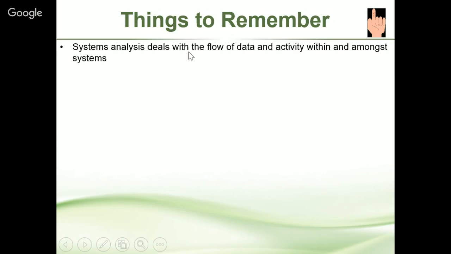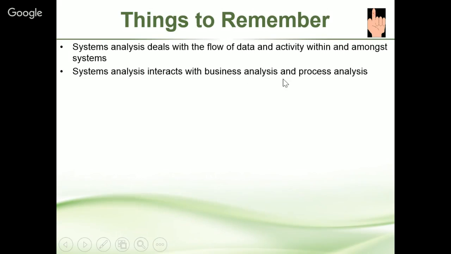So things to remember out of this: systems analysis deals with the flow of data and activity within and amongst systems. Those can be physical systems, those can be automated systems. It interacts with business analysis and with process analysis. And I know we weren't really going to get into process analysis here, so that's why I'm going to find you a process map for anyone who wants to hang around and see that.